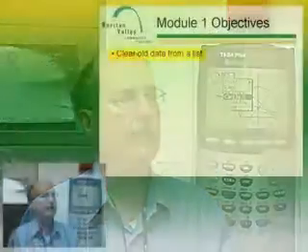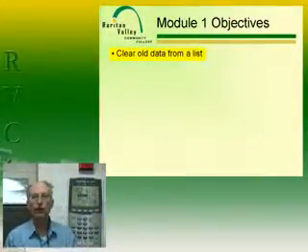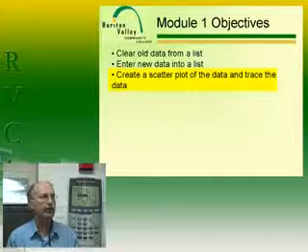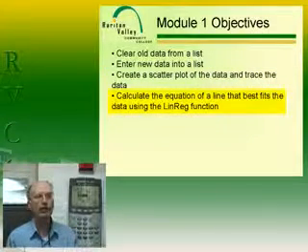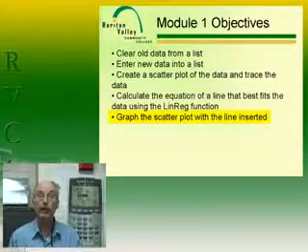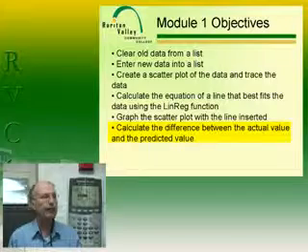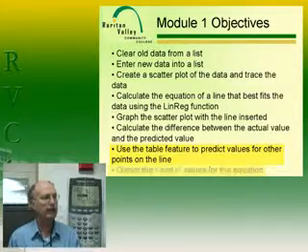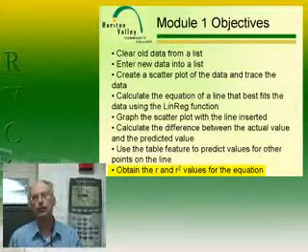This is session 3 on our sessions with the TI-83 and TI-84 calculator, and in this session we're going to look at regression, and in this module specifically we're going to look at linear regression. At the end of this module you should be able to clear old data from a list, enter new data into a list, create a scatter plot of the data and trace the data, calculate the equation of a line that best fits the data using the linReg function, use the scatter plot with the equation inserted, calculate the difference between the actual value and the predicted value, use the table feature to predict values for other points on the line, and obtain the r and r squared values for the equation.